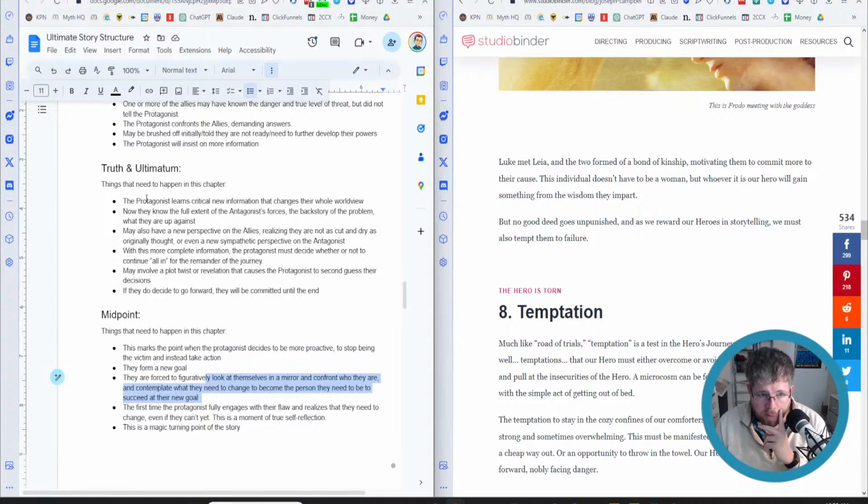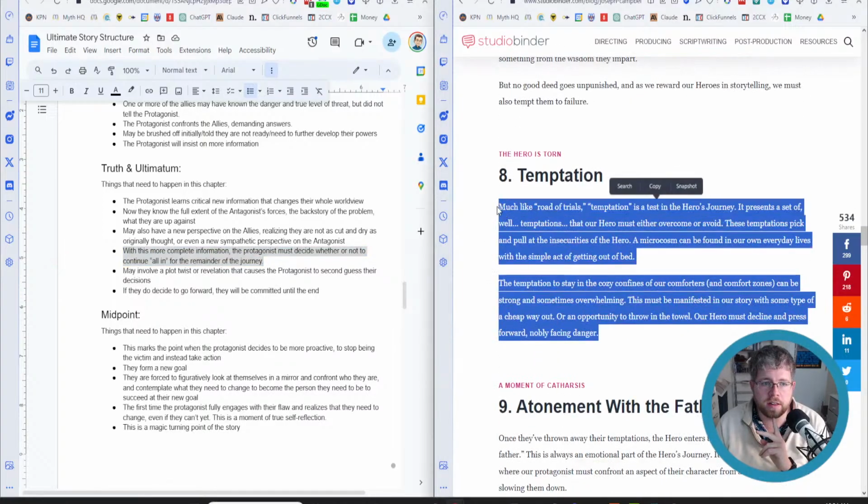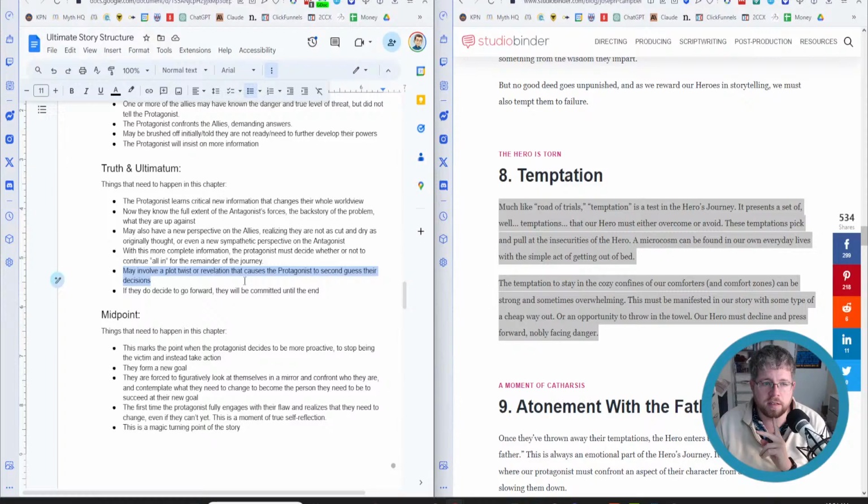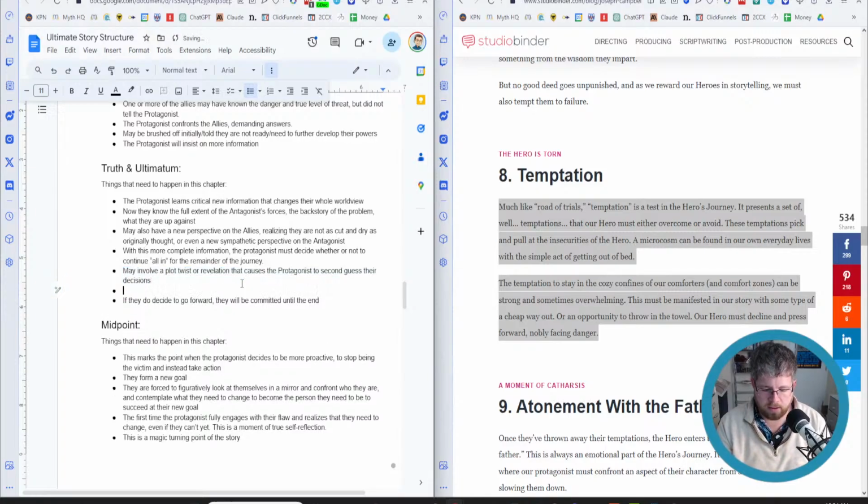And then truth and ultimatum, we have the protagonist learns critical new information. Here we go. With this more complete information, the protagonist must decide whether or not to continue all in for the remainder of the story. That's this temptation here. Causes them to second guess their decisions. I'm going to add the protagonist considers trying to find a way out to get back to the ordinary world, just so that's a little more clear.